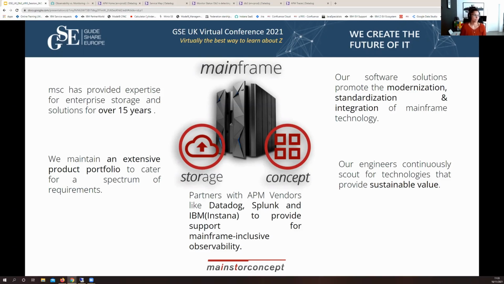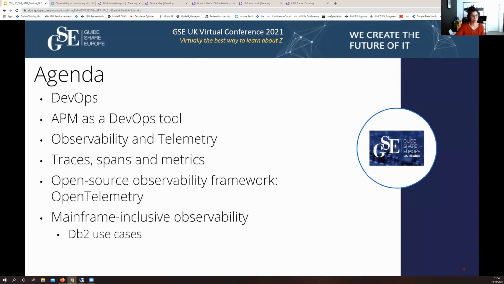Some of the partners, at least those that are relevant to the discussion today, that we work with include Datadog, Splunk, and Instana, who is, as of late, also known as IBM. And many others. I've just tried to keep the list as short as possible. So let's get right into the topic.